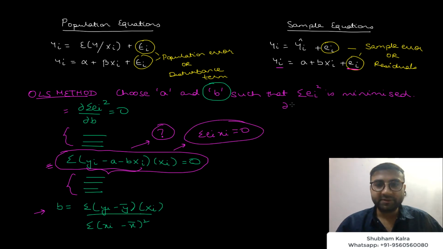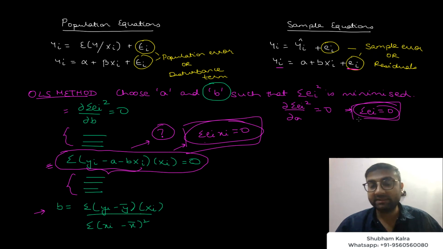When we did the partial differentiation with respect to a, we got summation of ei equal to 0, and when we do the partial differentiation with respect to b, we get summation of ei multiplied by xi equal to 0. Now these things that you're getting over here actually have an intuition. I'm not going to discuss the intuition in this video, but if you want to understand the intuitive idea behind these, and why these two are considered a good thing, then I do have a video on that. I'm going to put the link of that video in the description.